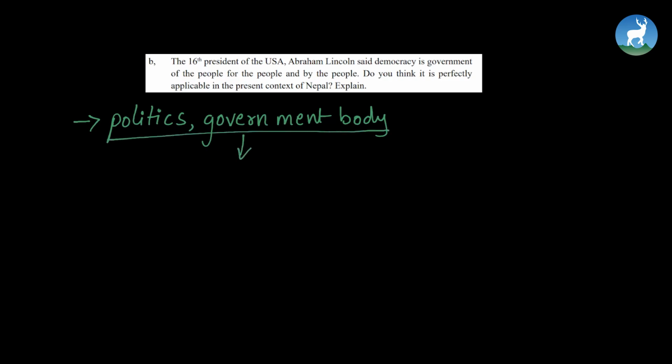Question number B. The 16th President of the USA, Abraham Lincoln, said democracy is government of the people, for the people, and by the people. Do you think it is perfectly applicable in the present context of Nepal? Explain. To simply understand, we must know that people who get into politics, people who work in the government body, all have a common goal, which is to serve the nation. Basically, it is for the nation.